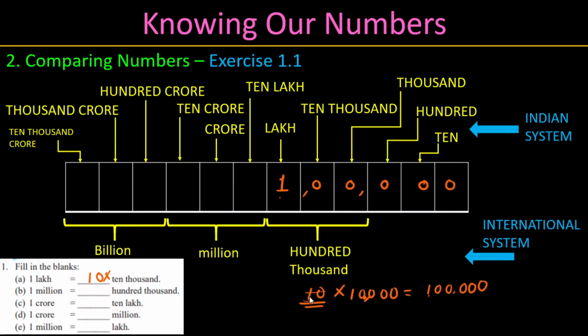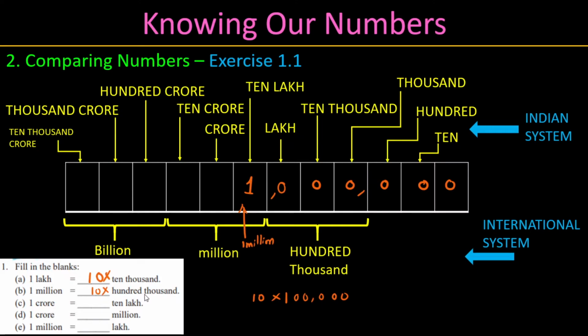Now let's go to the second example. This is the position of 1 million. So 1 million means they're asking us to put a comma at the third position. 1 million equals how many 100,000s? This is the 100,000 range, so 100,000 times 10. That is the answer. Next, 1 crore. Let me put 1 crore here. Let me remove the comma.